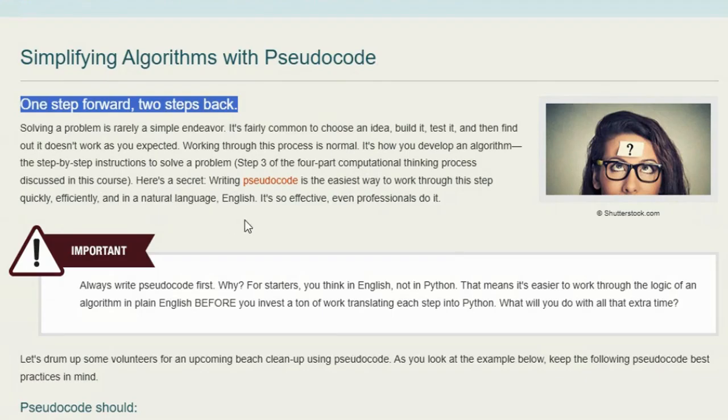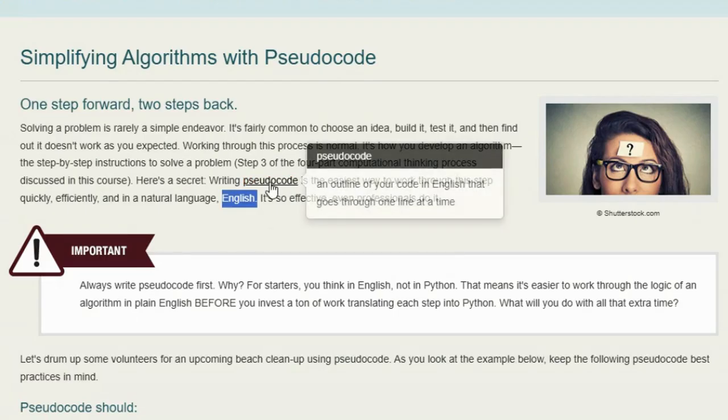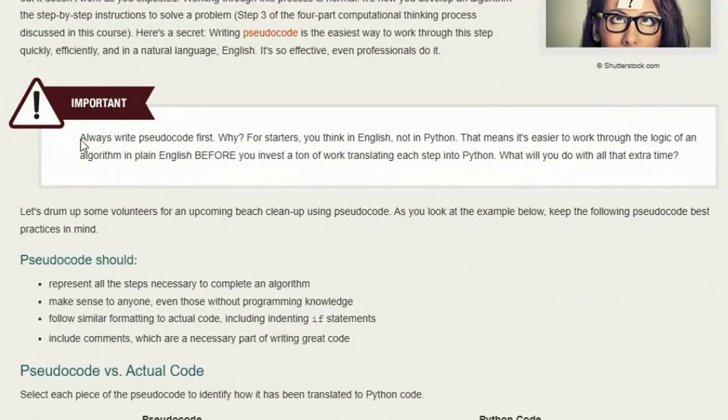Here's a secret. Writing pseudocode is the best way to work through this step quickly and efficiently, in natural language. It's English. It's so effective that even professionals do it. So pseudocode is an outline of your code in English that you go through one line at a time. So important: always write pseudocode first.